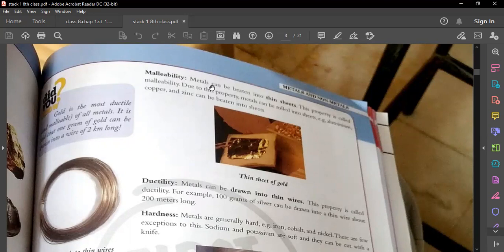Rutherford performed that experiment, passing alpha particles through a thin gold foil sheet only. Very good.